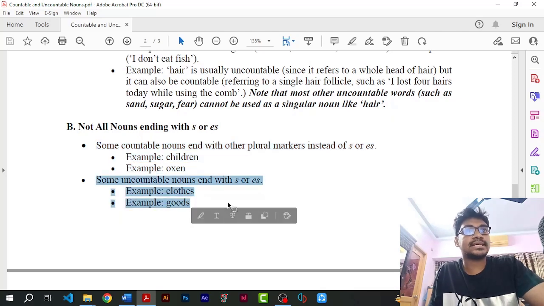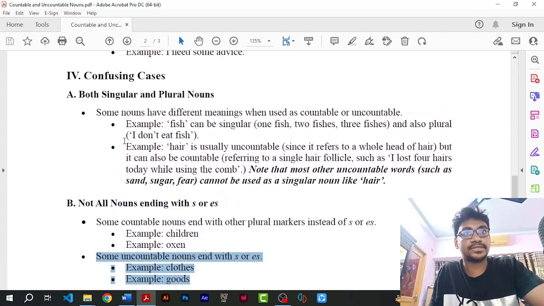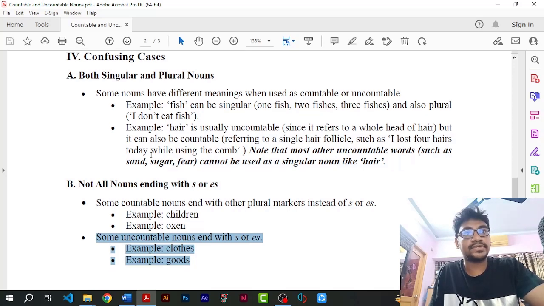We just said that uncountable nouns are normally singular nouns. For example, sand, sugar. We should not say sands are or sand are. We say sand is, there is a lot of sand. We do not say there are a lot of sands.